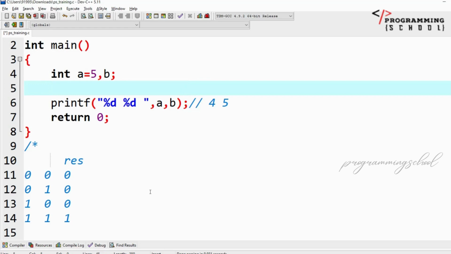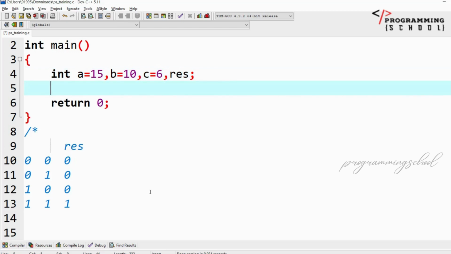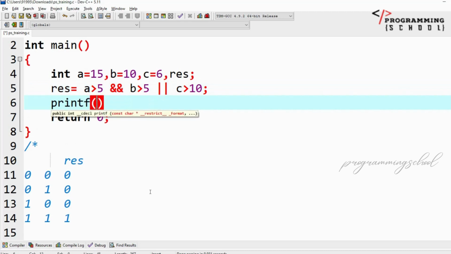Again, I am going back to the logical operators, and how the questions are asked. For example, I write a is equal to 15, b is equal to 10, c is equal to 6, and a comma result is there. For example, result is equal to a is greater than 5 and b is greater than 5 or c is greater than 10, like this. And I am going to print what the result value is.